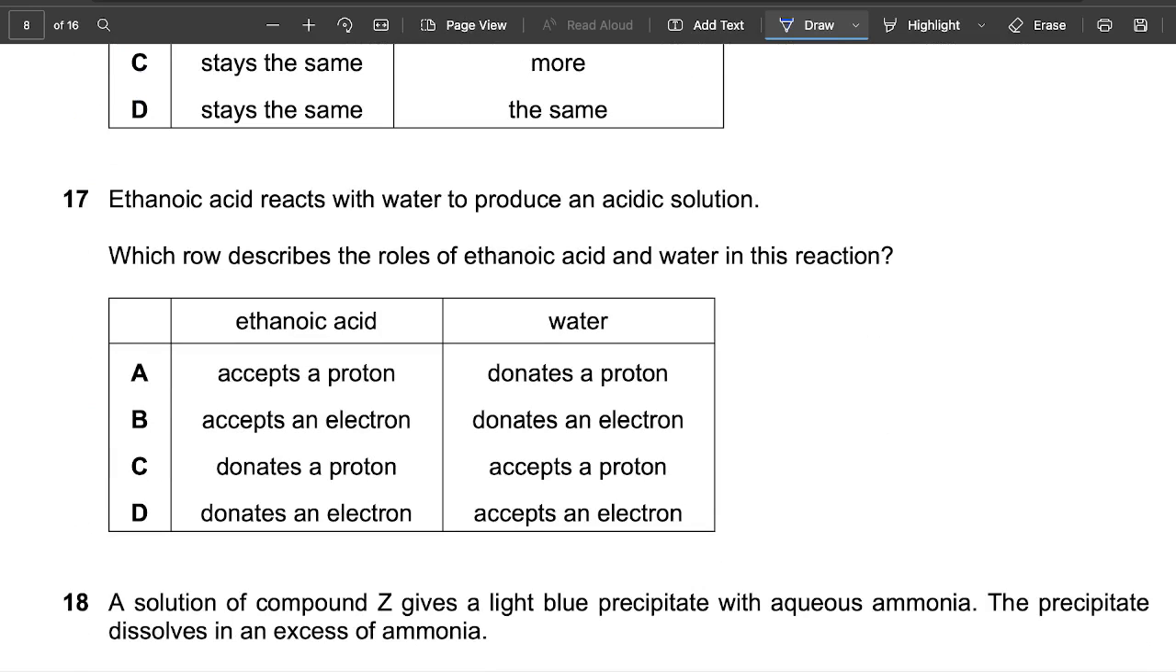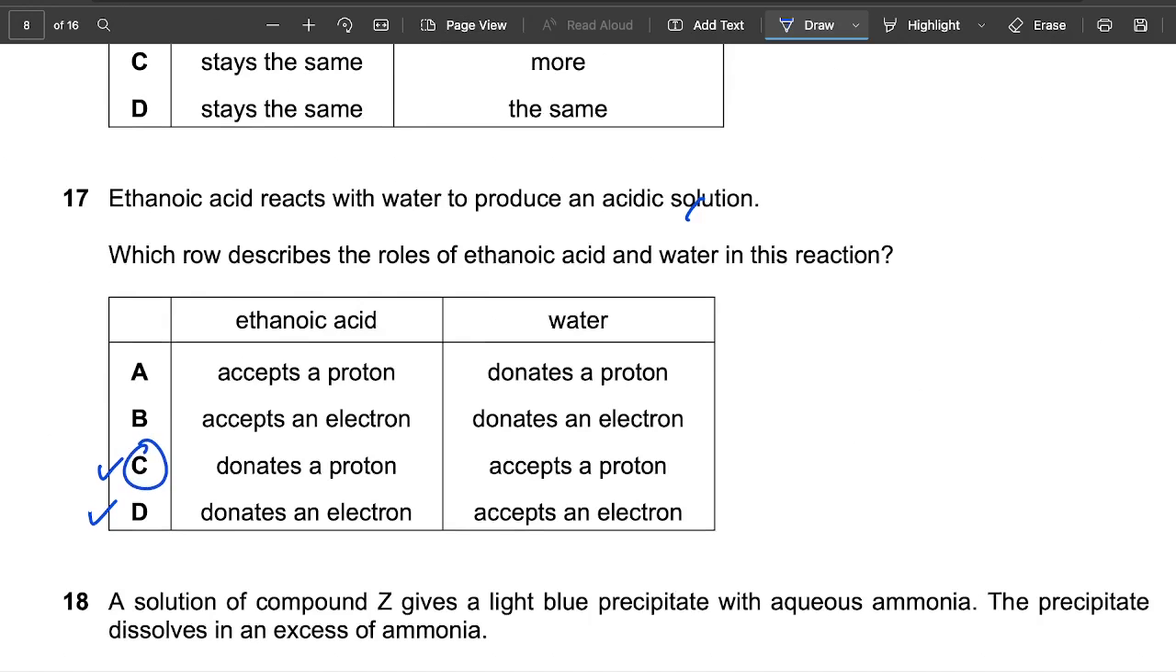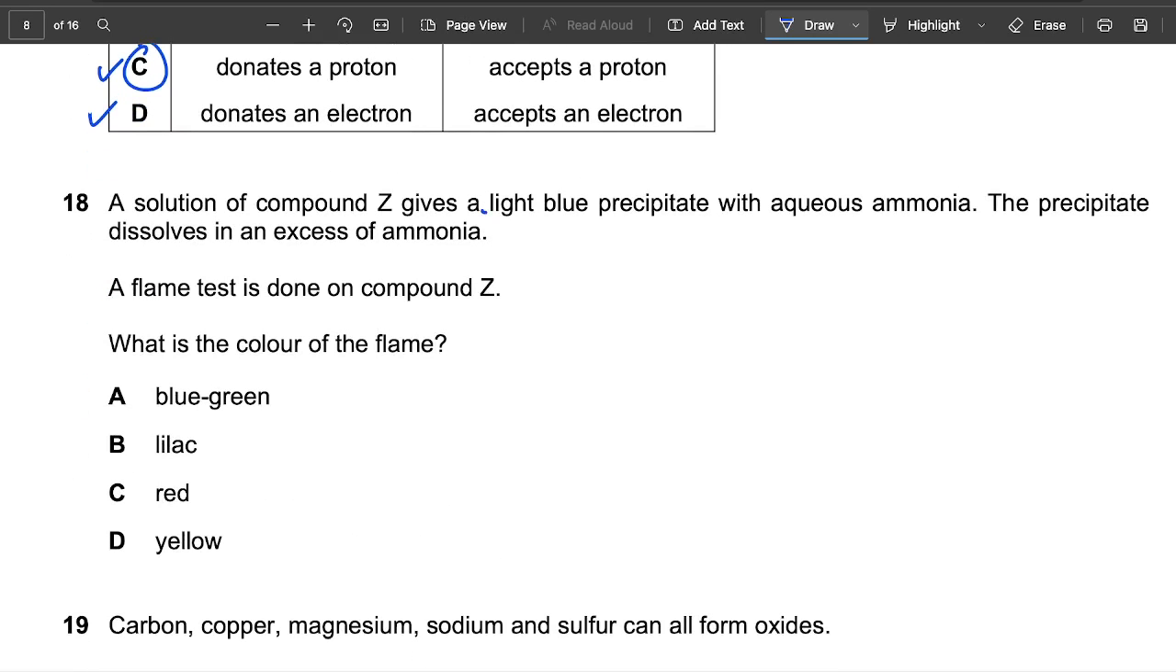Ethanoic acid. Remember, acids are proton donors, and bases are proton acceptors. It says ethanoic acid reacts with water to produce an acidic solution, which row describes the roles of ethanoic acid and water in the reaction. So ethanoic acid is a proton donor, so the answer should be C or D. And water is a base, so it will accept a proton. So the answer is C. Quite straightforward again. Some straightforward questions now.